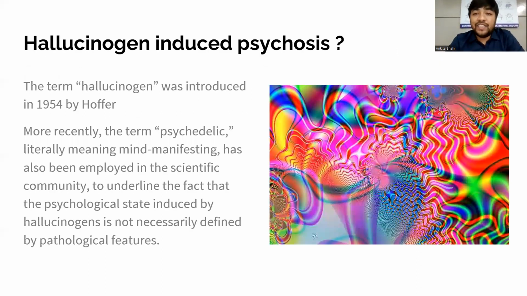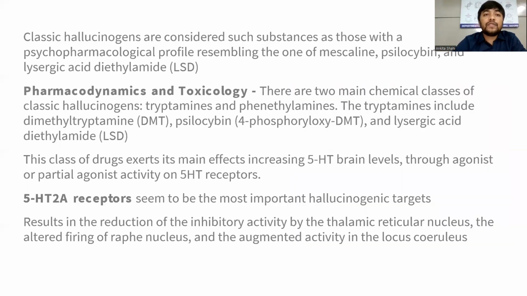Now coming to hallucinogen-induced psychosis. As you can see, I've put a question mark there, so we'll discuss why. The term hallucinogen was introduced in 1954 by Hoffer. The more recent term, psychedelic, literally meaning mind manifesting, has also been employed in the scientific community to underline the fact that the psychological state induced by hallucinogens is not necessarily defined by pathological symptoms. Classic hallucinogens are considered such substances as those with a psychopharmacologic profile resembling that of mescaline, psilocybin, or LSD.